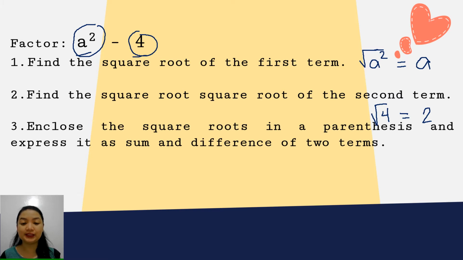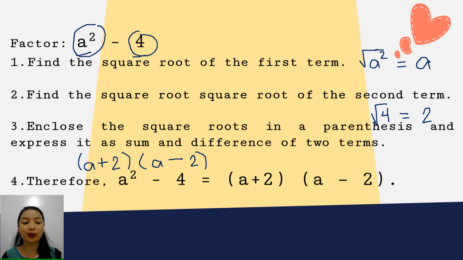enclose the square roots in a parenthesis and express it as sum and difference of two terms. So we simply place the two terms inside the parenthesis. So we have here a and then 2, a and then 2. And then express it as sum and difference of two terms. So meaning you have the symbol positive here and the other symbol is negative.